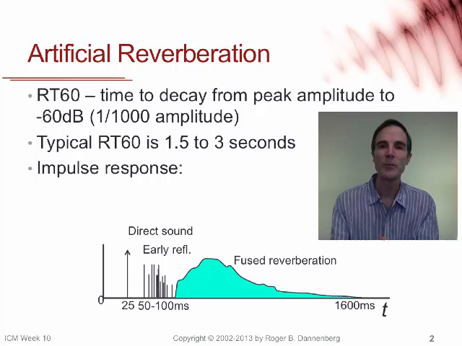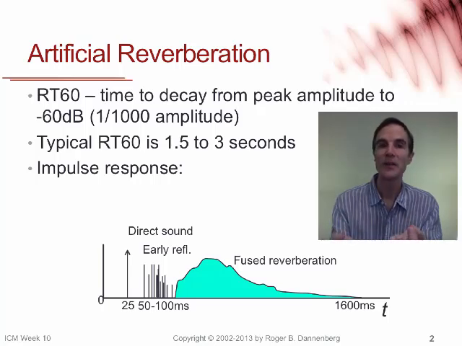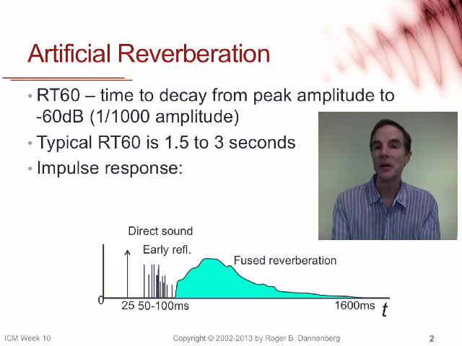We measure reverberation time from the input of a sound into the room until the reverberation has decayed to about 1/1000th of the input amplitude, which is minus 60 decibels. And so we label this time as the RT60, reverb time. And a typical RT60 is 1.5 to 3 seconds in a concert hall.